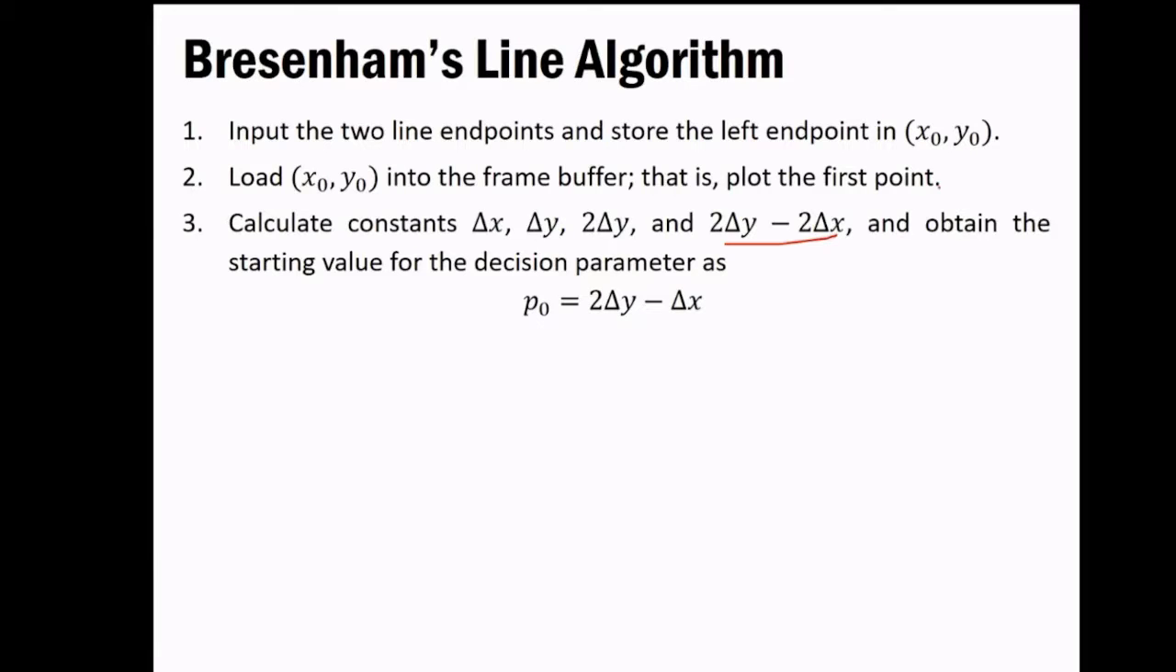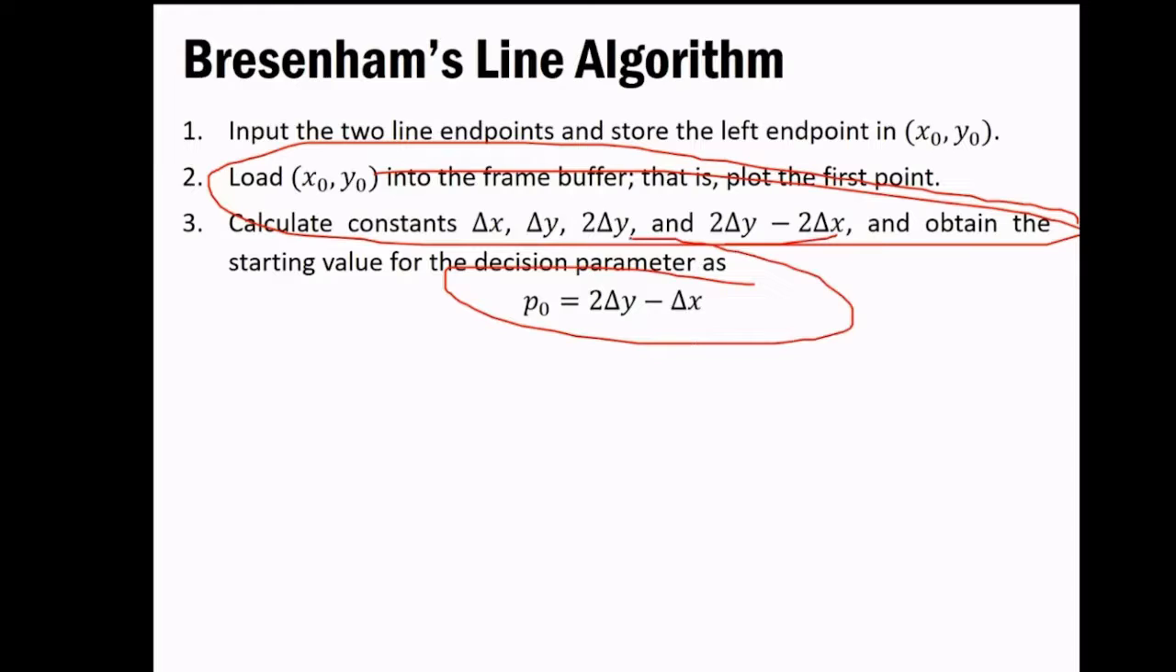This you can easily get from the two endpoints. You do not have to query anything or put in any logic. You just have to calculate these values out of the given values, and then obtain the starting value for the decision parameter as well. The very first thing we have in our hand is p0 equal to 2 delta y minus delta x. Because this is the initial parameter, we don't know where to start from, so we have to calculate it. Based on the p0 value, we check whether it is greater than 0 or less than 0. If it is greater than 0, then what? And if it is less than 0, then what? We'll put it in the previous thing that we have derived.